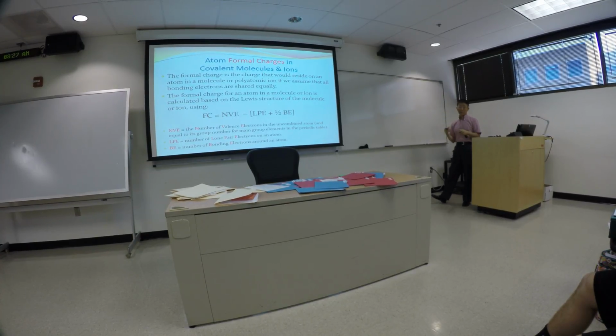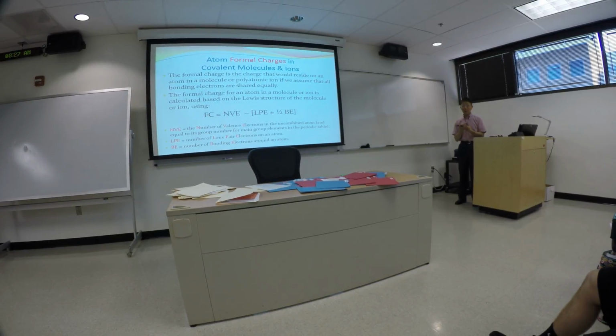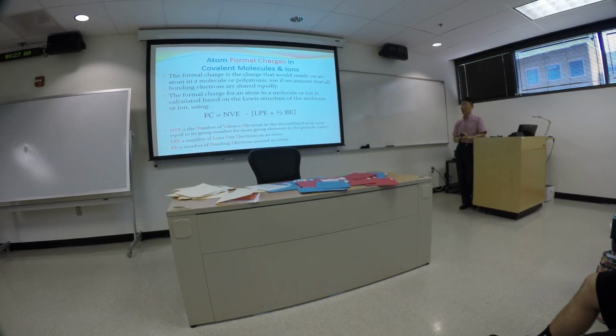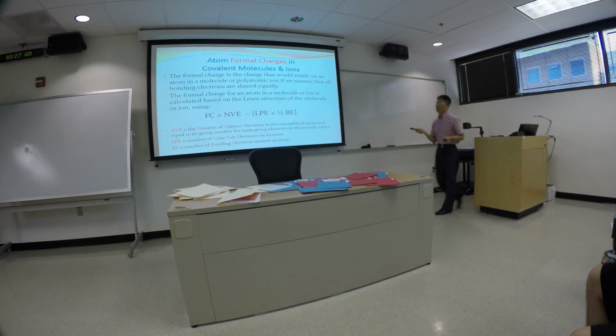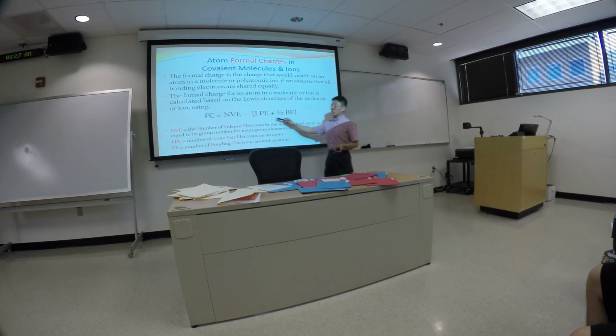Well, we can assume all of the electrons are being equally shared. Now we know because of electronegativity that's not going to be the case. They're not going to be equally sharing the electrons when you have two different types of atoms with one another. But how do we determine that? How do we determine the charges on each atom in a covalently bound molecule? We use this equation to calculate what we call the formal charge.